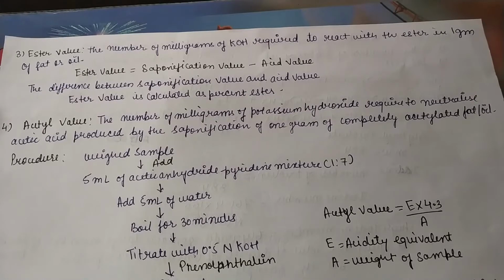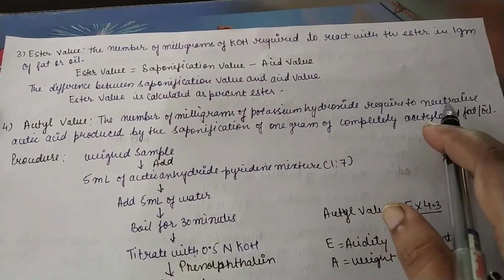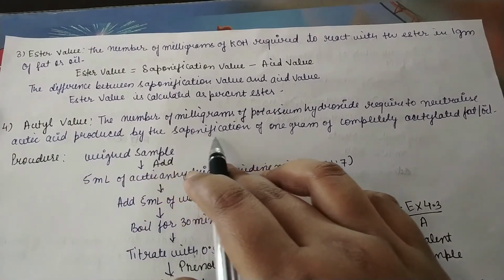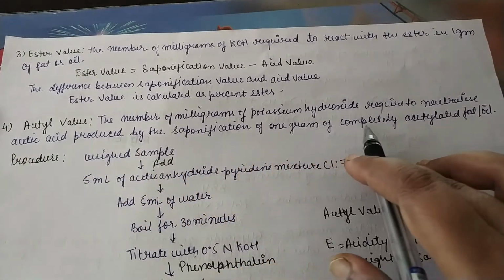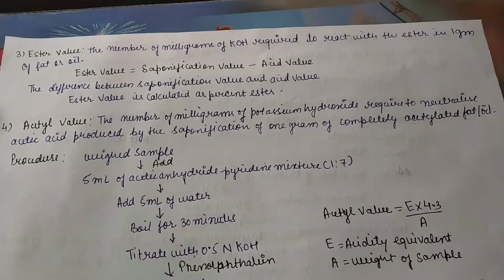Next is acetyl value. It is the number of milligrams of potassium hydroxide required to neutralize the acetic acid produced by the saponification of 1 gram of completely acetylated oil or fat. So this is the definition of acetyl value.